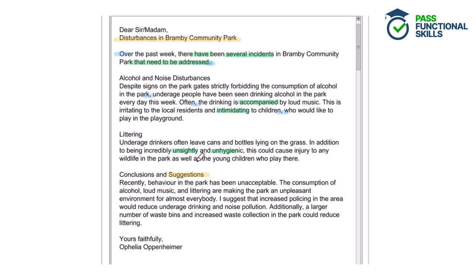And this is an appropriately detailed response because they've explained what has happened. So for example, underage people have been drinking, and they've explained why this is negative, why this is bad for the community, because it is irritating to local residents and intimidating to children.